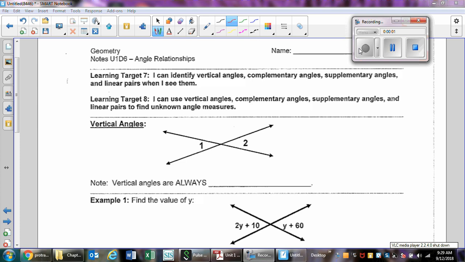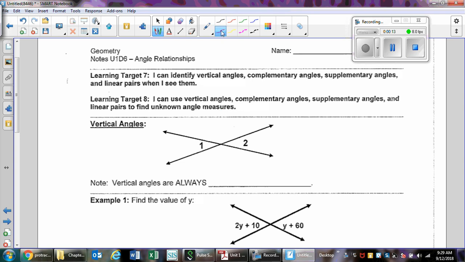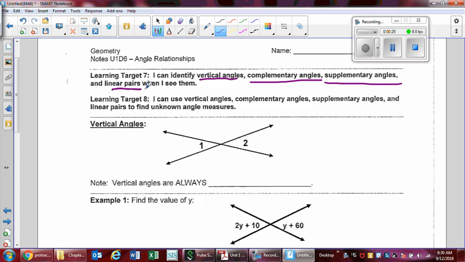So today we're going to talk about Unit 1, Day 6, angle relationships. I'm sure you guys have seen these words before, so I'm hoping that it is kind of a review for you. The first learning target we're working on will be: I can identify vertical angles, complementary angles, supplementary angles, and linear pair when I see them. That's the goal. And also, I can use vertical angles, complementary angles, supplementary angles, and linear pair to find the unknown angle measure. So once you identify what they are, you then use it to solve the problem.